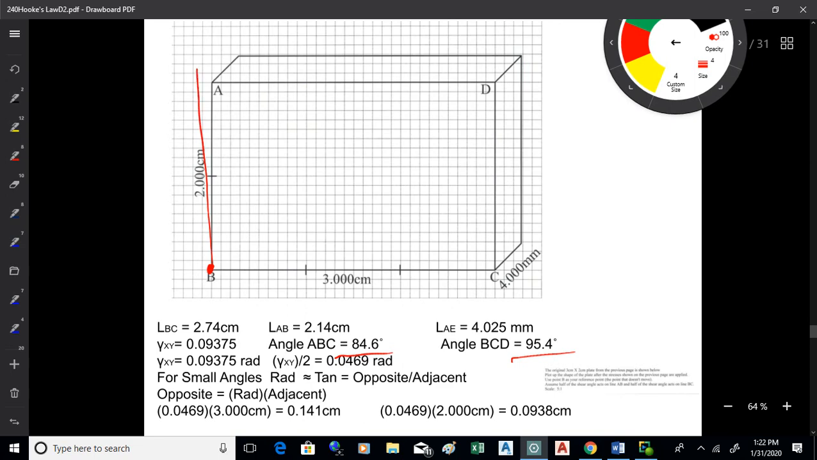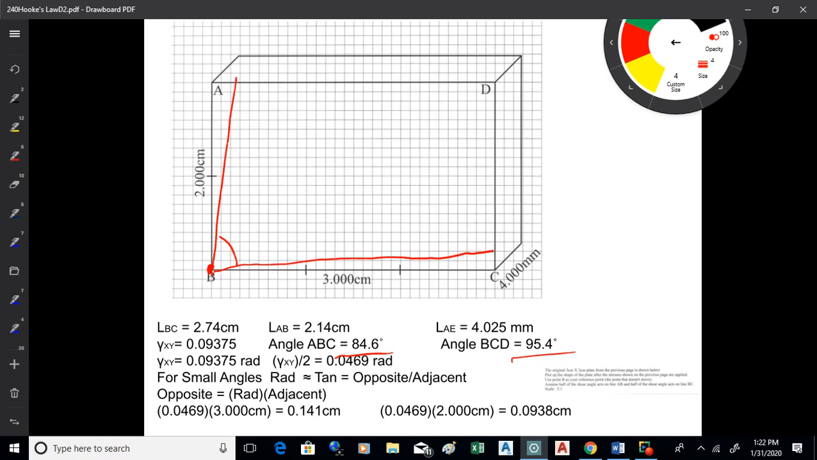That angle's getting, what's it doing? It's getting smaller. The deformation of this line and the deformation of that line: both lines are going to rotate a little bit, and the net result is that the final angle will be less than 90. So instead of trying to plot up that angle, the 84.6, I'm going to take this shear strain to be in radians, and I'm going to assume that half of the shear strain occurs on each of the two lines.